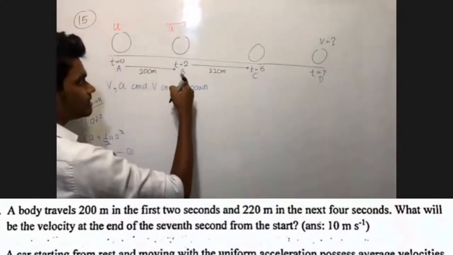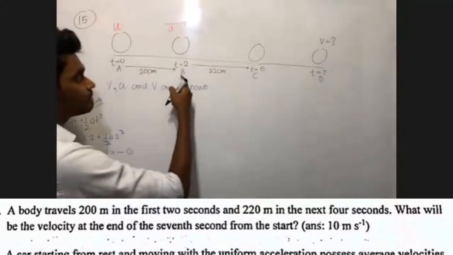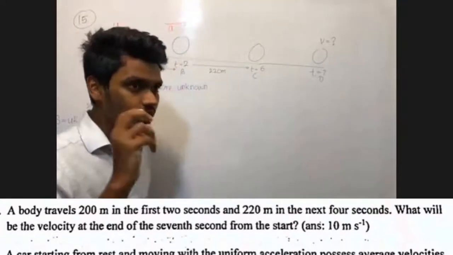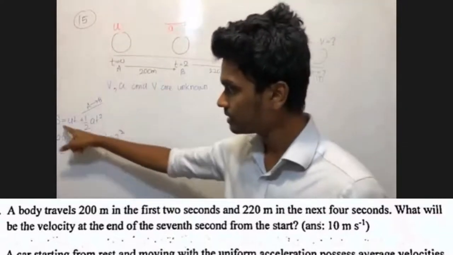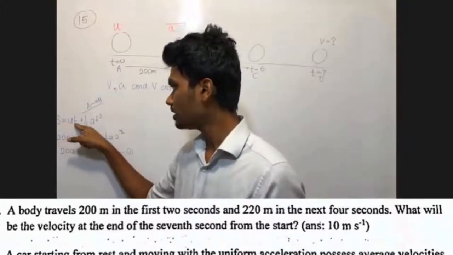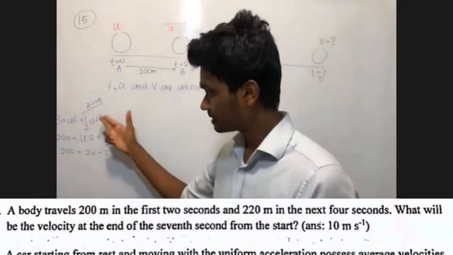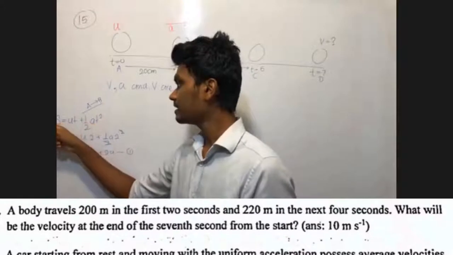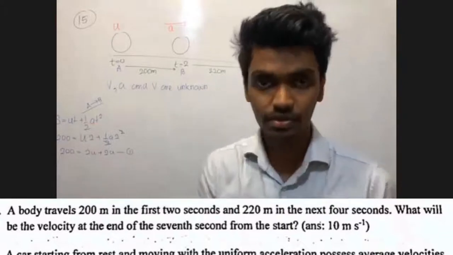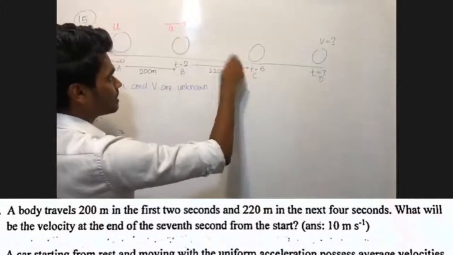Similarly, I'll be getting another equation by applying this equation from A to C. Why didn't I apply from B to C? I could have applied from B to C, but the thing is, when you apply the linear motion equations, how many terms are there? 1, 2, 3, 4. Acceleration, displacement, time, and the initial velocity. There are 4 terms. At least you need 3 terms known. Here, if you consider this part of the motion, it will get confused.